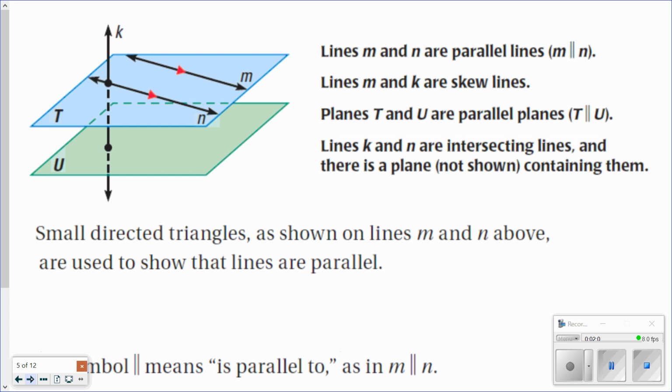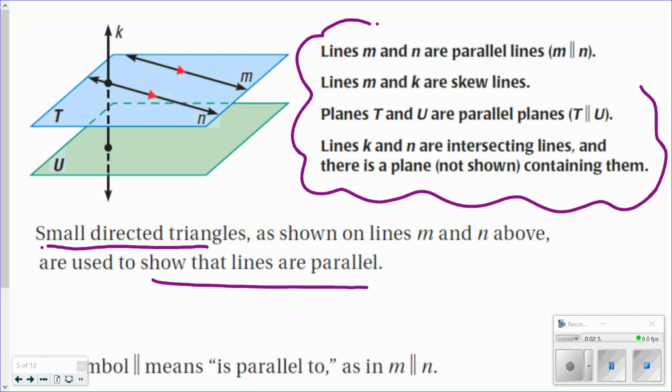So like I stated before, small directed triangles that are shown in diagrams are used to show that lines are parallel. So if you want to read this here, it just tells you that lines M and N are parallel. Lines M and K are skew lines. Planes T and U are parallel planes. Lines K and N are intersecting lines, and there is a plane not shown containing them.